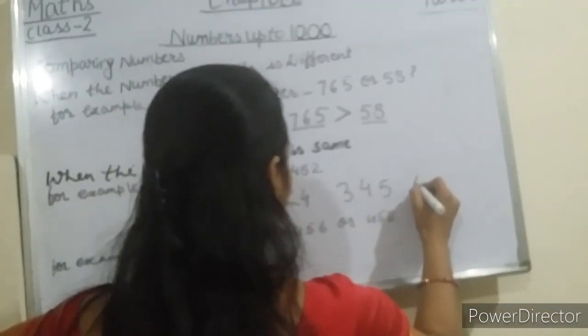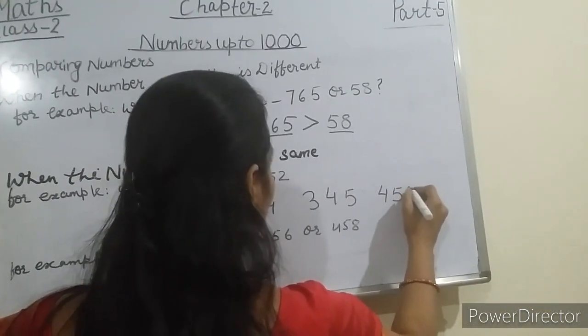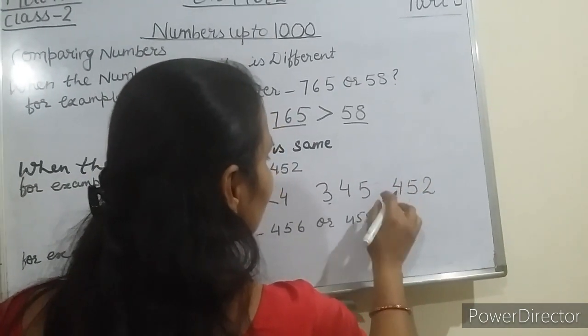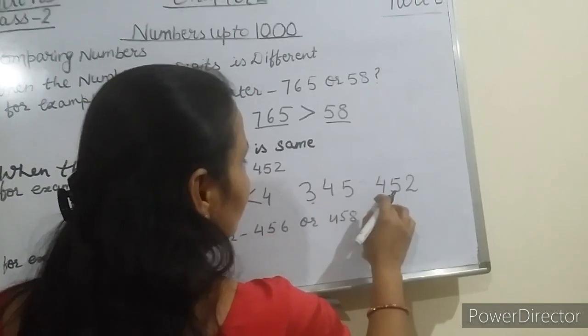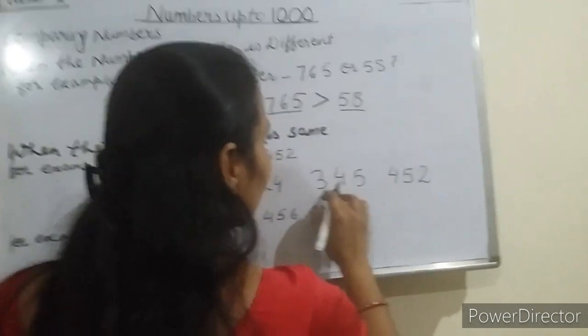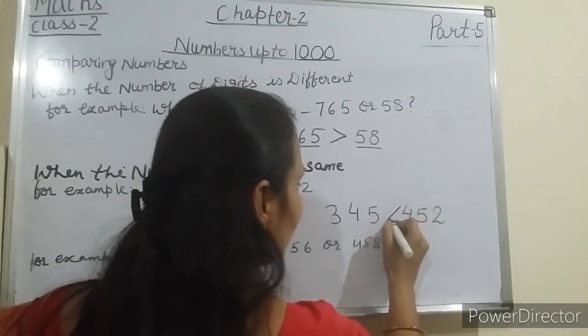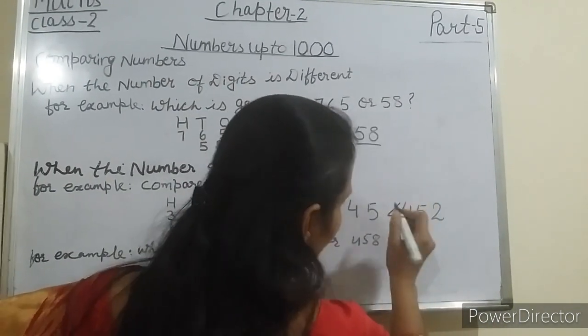345 or 452. So here it is 3 and here it is 4. So which one is greater? Yes, 452 is greater than 345. So we will put this sign.